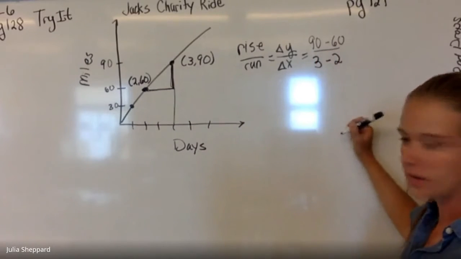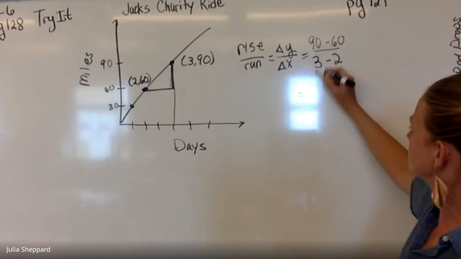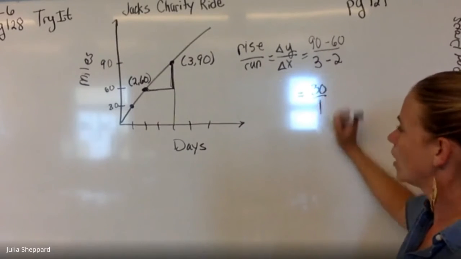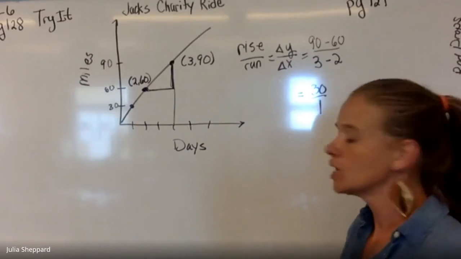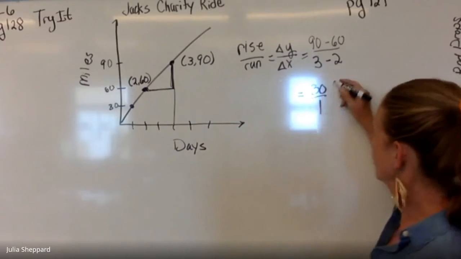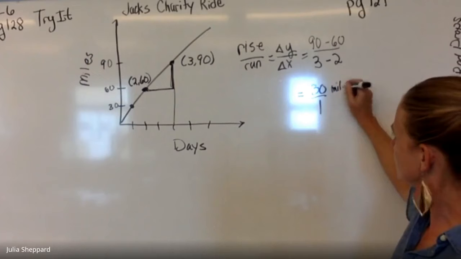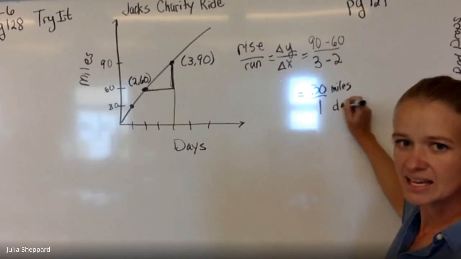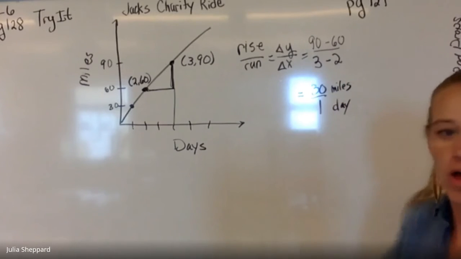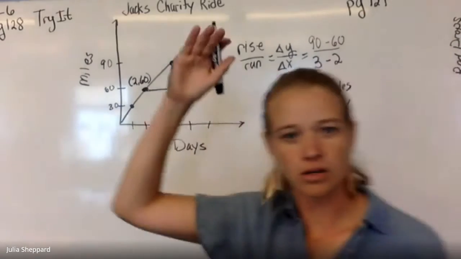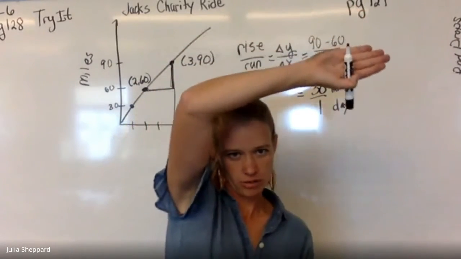Okay? And then I just simplify. 90 minus 60 is 30. 3 minus 2 is 1. So that would mean that 30 miles in one day is how far he went. And we call that our rate. So, sorry, you need a little shade there on the 30. You see a 30 over 1.